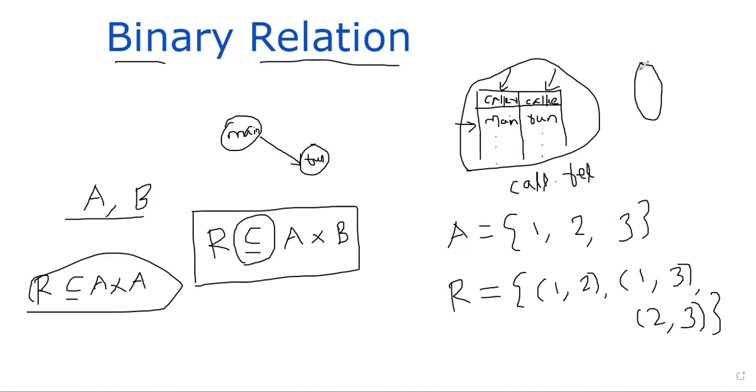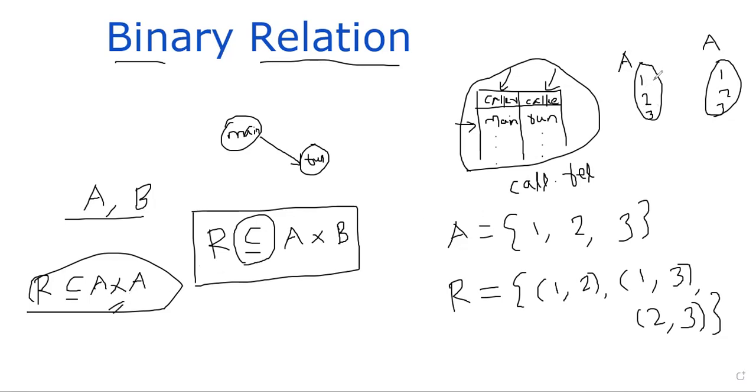Suppose you have 1, 2, 3 as A, and you again write 1, 2, 3 as another A, which is actually B. It doesn't matter. B and A are the same. And what is the meaning of A times A?